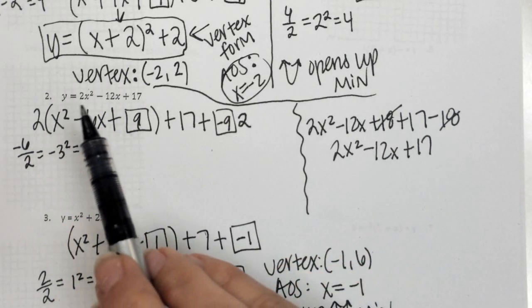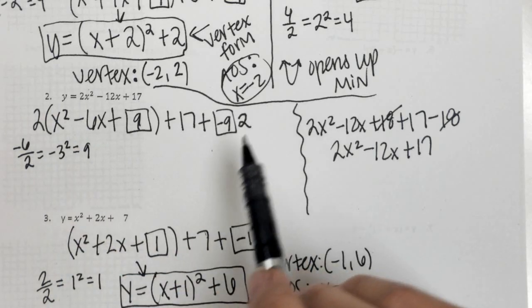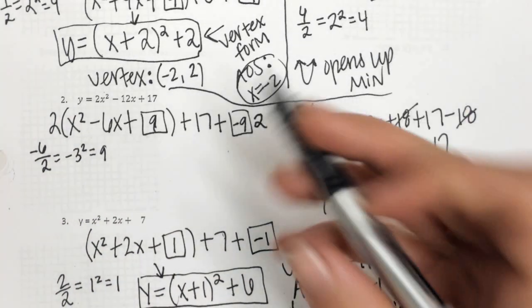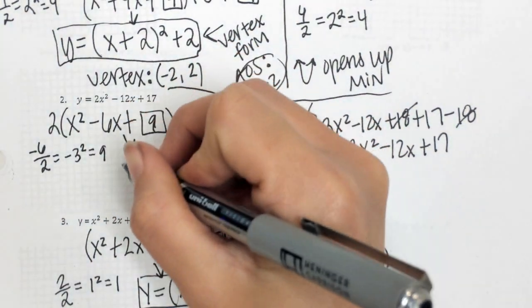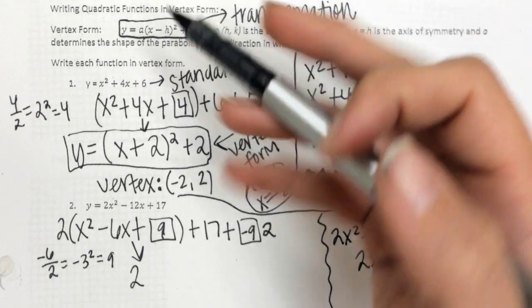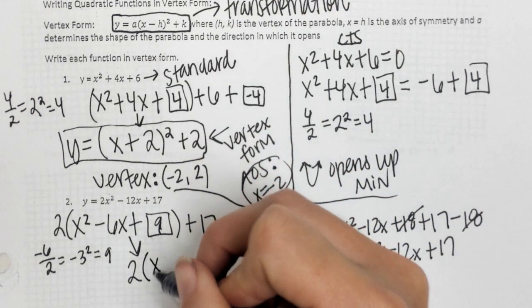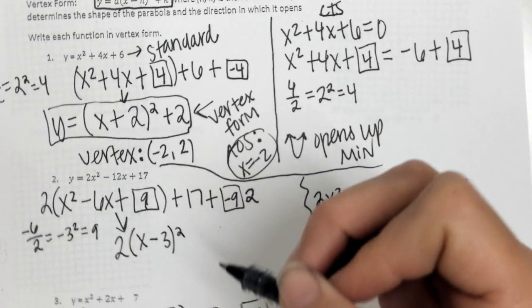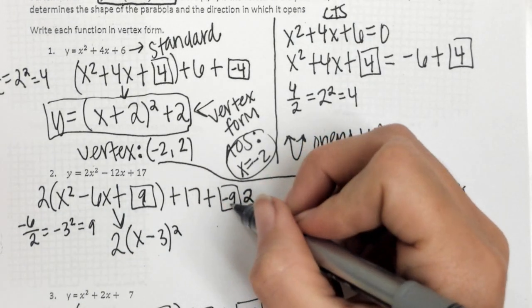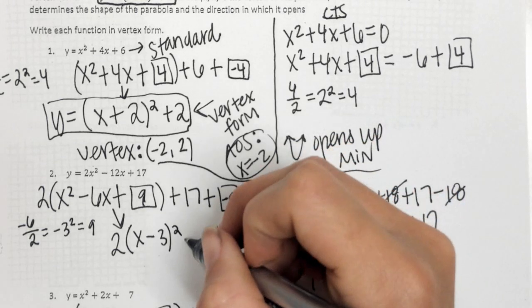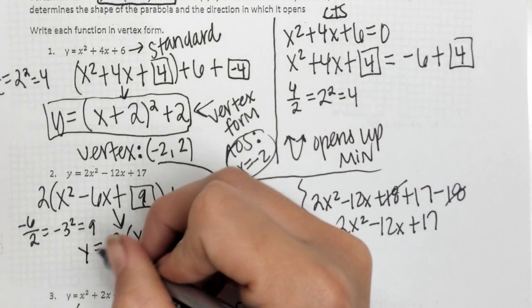Okay, so anytime you have an A, if you take a number out, it needs to go right here, just like a sandwich. Alright, let's carry on. You're going to leave the 2 outside, just like they did up here. Leave the A. This is going to turn into x minus 3 squared, because half of this is negative 3. 17 minus, this would be a minus 18, so 17 minus 18, that's negative 1, and we're done.